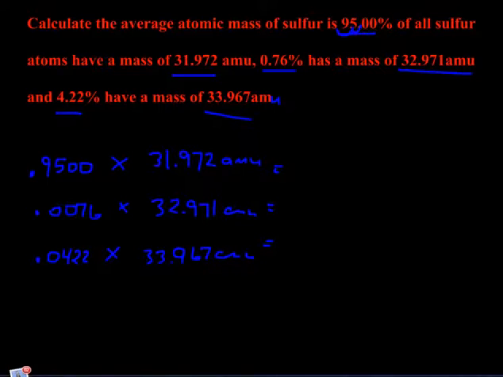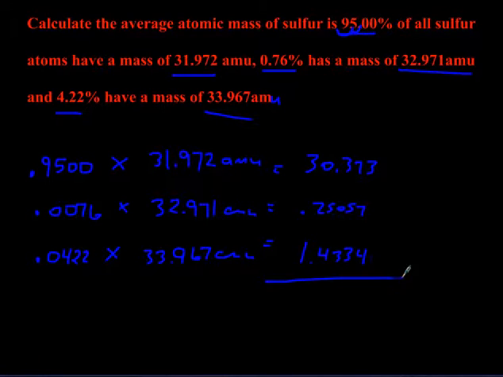Next up, I'm just going to get these values in the calculator, which I got ahead of time for us. This one is 30.373. This one is 0.25057. And this one is 1.4334. That one actually gives you quite a few values. Okay, add them up. You just add up all your values, and the calculator gives me 32.057.